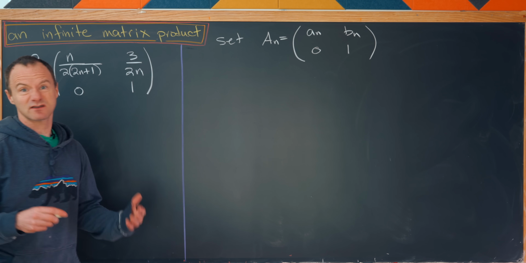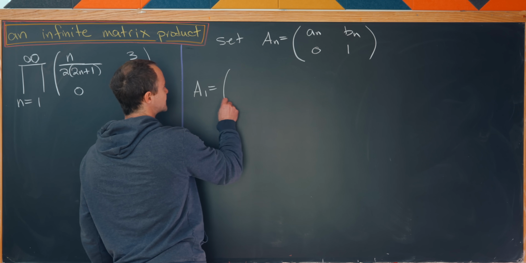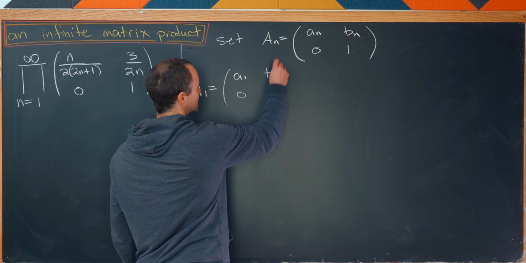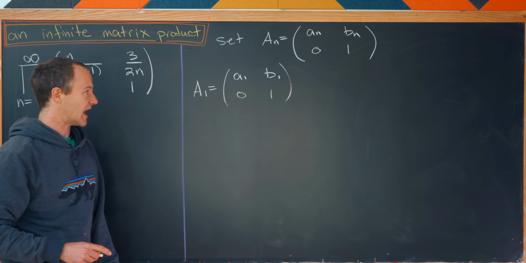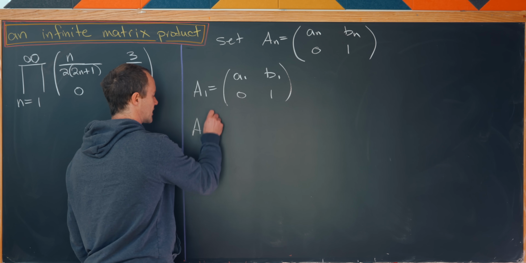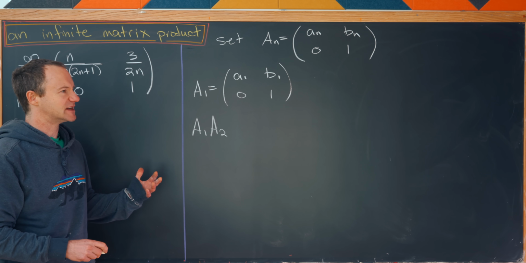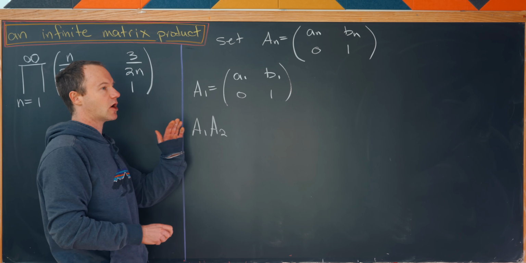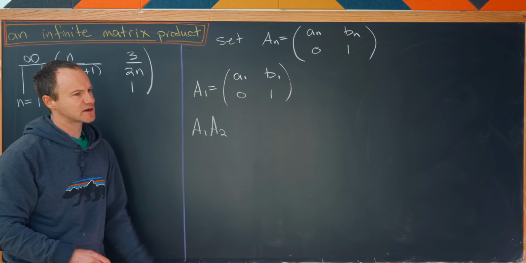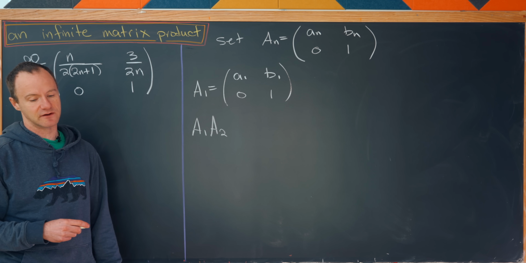Okay, so now let's look at a couple of partial products. The first partial product is just clearly the very first matrix. Row-wise, we have a1, b1, 0, 1. Now let's look at the second partial product. That'll be A1 times A2. Here we're making the decision that we're putting all of the new pieces of the product to the right. That's an important decision to make because matrix multiplication is not commutative.